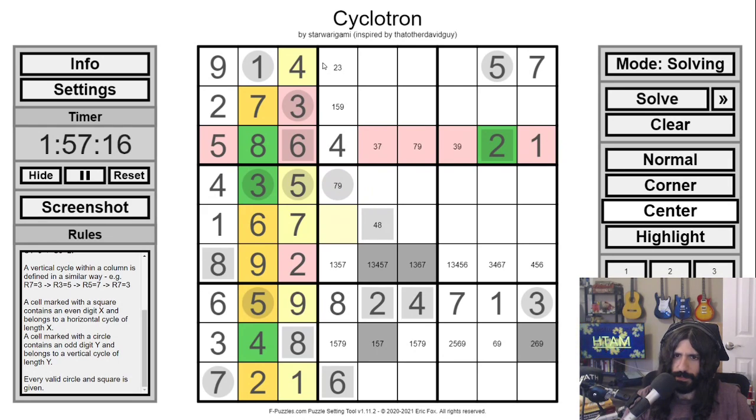1, 2, 3, 5, 7, 9, but it can't be a 1 or a 7. 1, 3, 5, 7. Oh, and this isn't a 5.